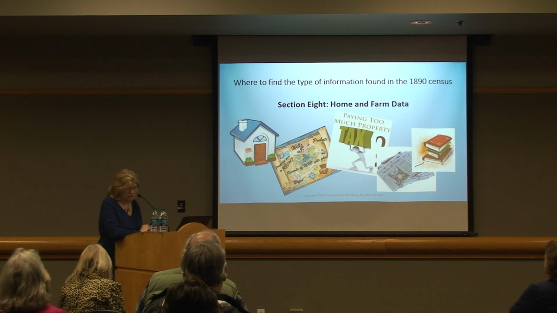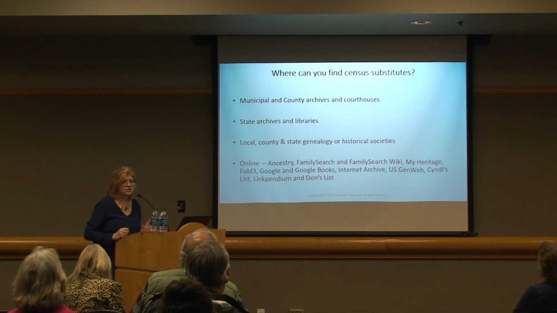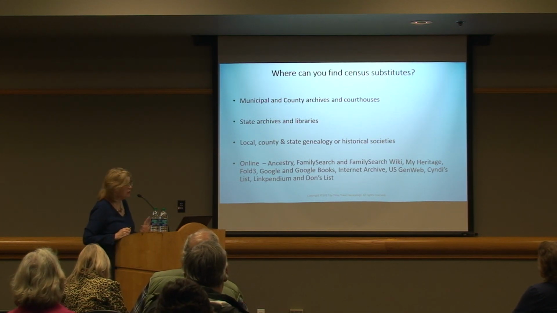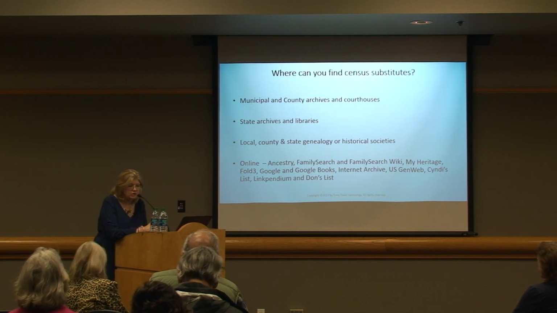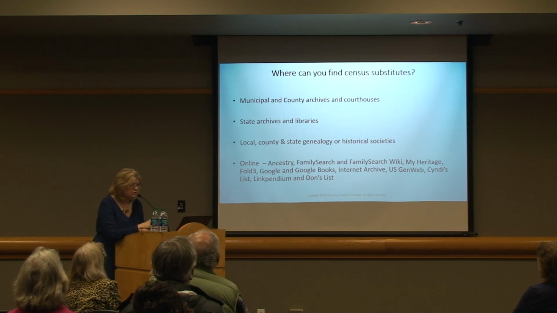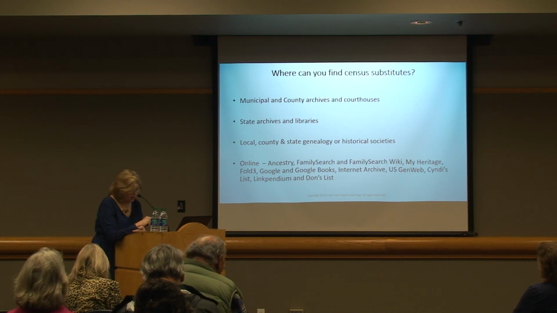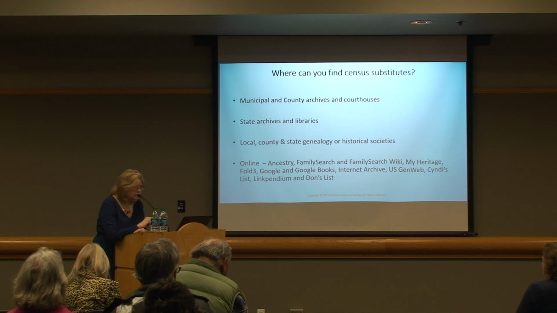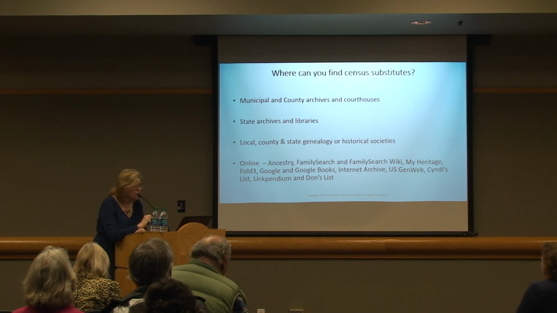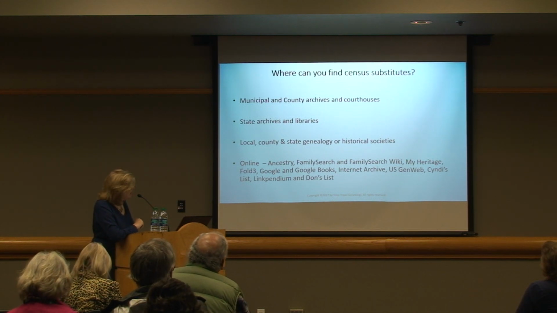So now you know what to look for. Where can you find it? Always start with the municipal and county archives and courthouses. Most records are kept at the local level, and those of you that have been doing genealogy for a while know that. Your land, your tax, your probate, and your vital records will mainly be at the local level, which is the county for most people.